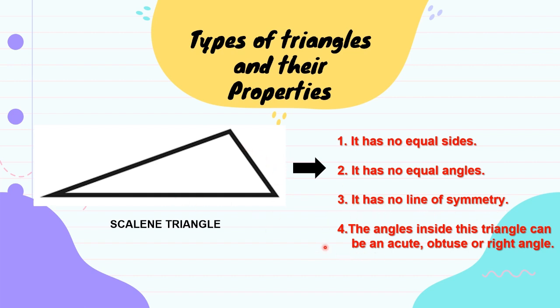4, the angles inside this triangle can be acute, obtuse, or right angle. It has different types of angles inside it that are not equal to each other. The angle could be acute, it could be obtuse, it could be a right angle.